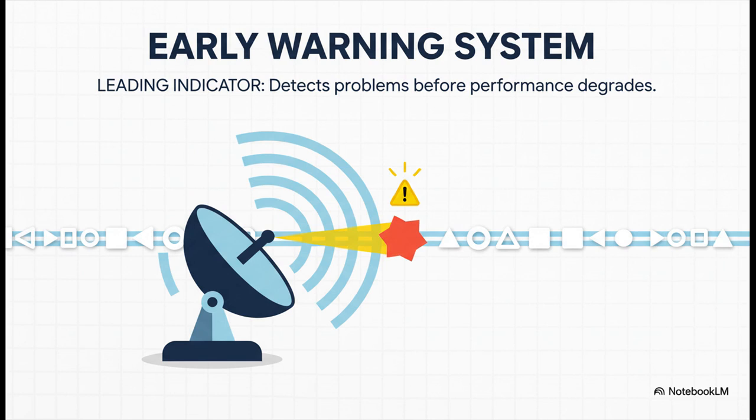Layer 2, monitoring your data distribution is your true early warning system. By tracking the statistical fingerprint of the data that's flowing into your model, you can spot a change long before it messes up your results. This is the canary in the coal mine.